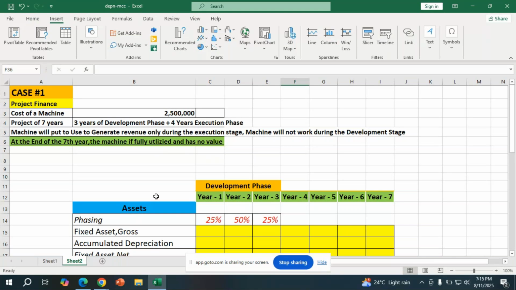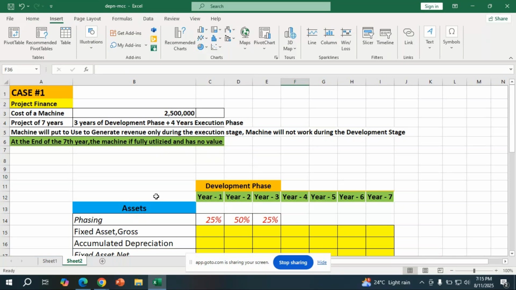I'll repeat again. The total cost of the machine which is put to the project is 25 lakhs. The project is for a period of 7 years for which this machine is used. In that 7 years of project, 3 years is the development stage where the machinery is not put into operation, while 4 years are the execution phase where the machinery is put into operation and from which the revenue gets generated.